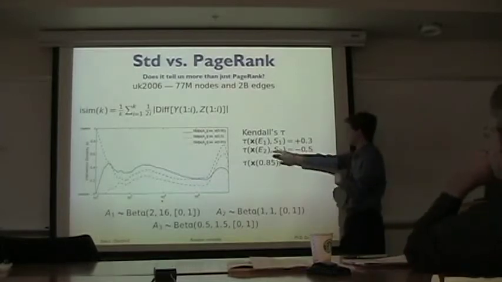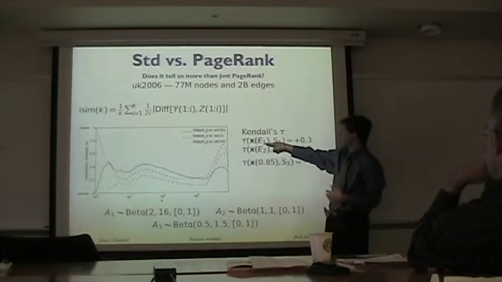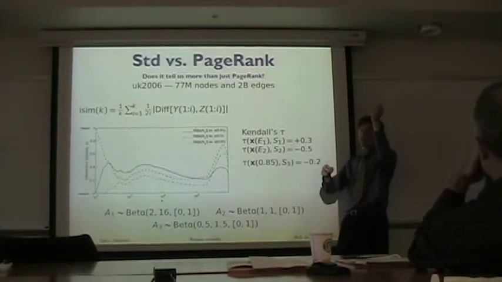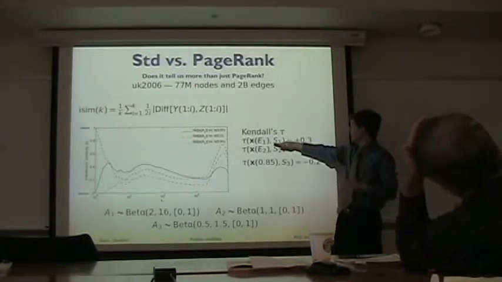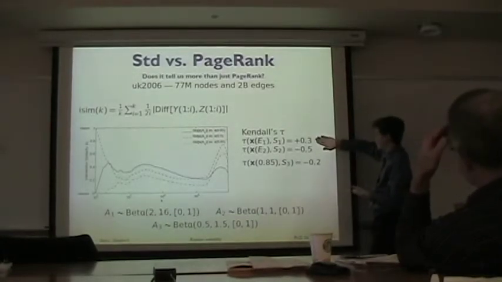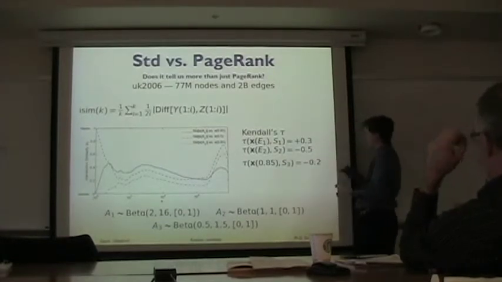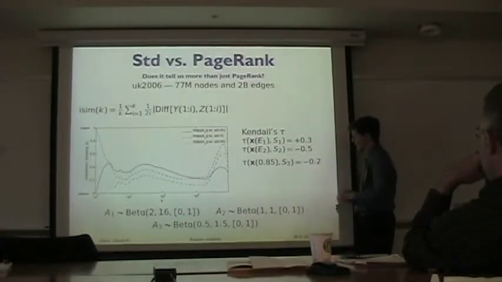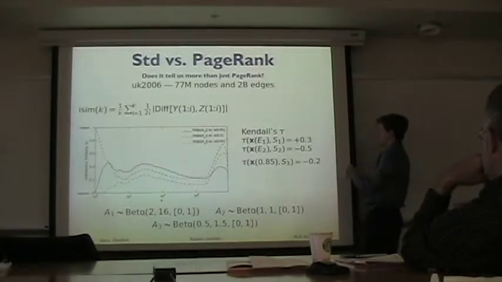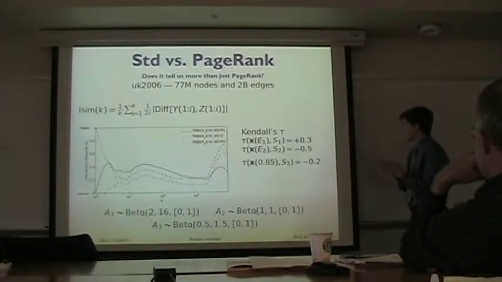So the first thing we see is that when we compare the Kendall's Tau between PageRank and the expected value here, so we're not actually comparing our expectation, we're comparing just PageRank itself to our standard deviation for our first beta distribution here, we get a value of about 0.3. If we do it with our second distribution here, we get a value of minus 1, and we do a sort of a crazy comparison, we get a value of minus 0.02. So these would sort of say that maybe this one's getting a little bit of the information that's similar to PageRank, but maybe not.